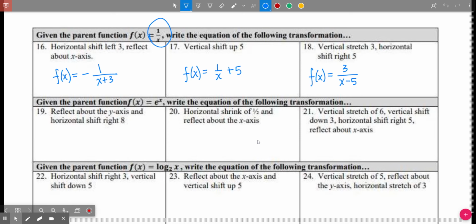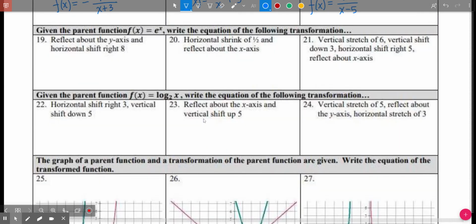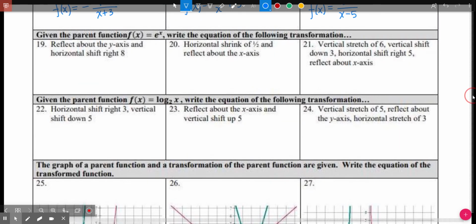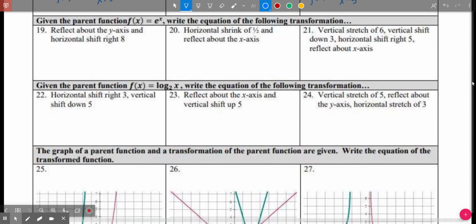In number 19, I have an exponential function. So I'm going to reflect about the y-axis. So I have to multiply inside, and I'm going to shift right 8 units. So this would be x minus 8 but I have to multiply that by a negative because I'm going to reflect in the y.